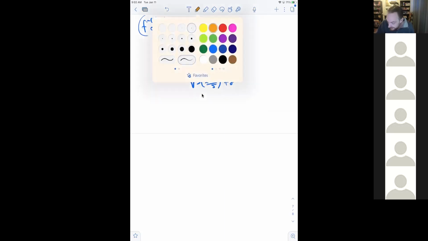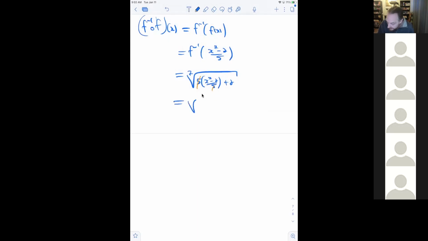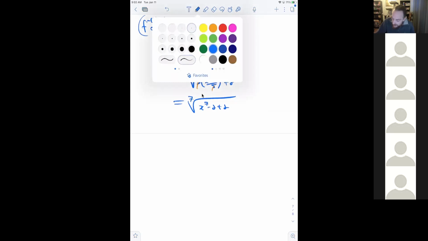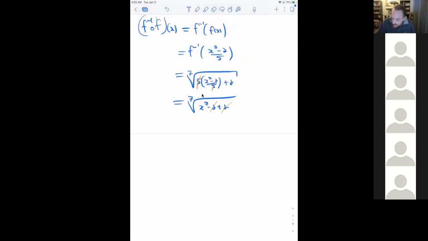First of all, we see that the 5's cancel. This is equal to the 7th root of x to the 7 minus 2 plus 2. The 2's cancel. And this is equal to the 7th root of x to the 7, which is just x.